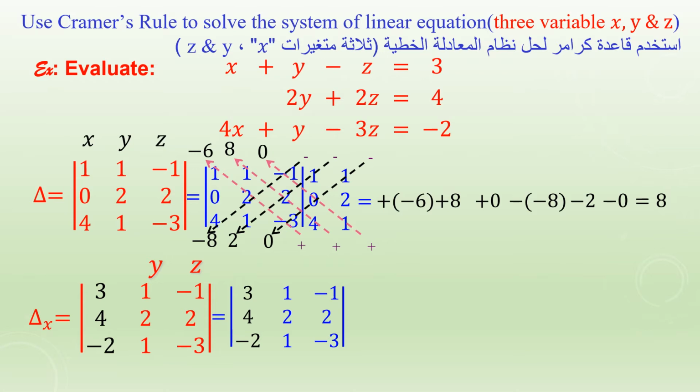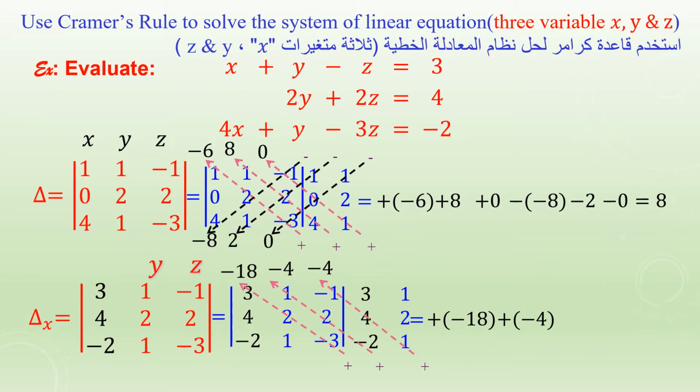I put my determinant and rewrite the first two columns, and multiply negative 3 times 2 times 3, equal negative 18. I put negative 18 because this is left to right. And 1 times 2 times negative 2 equals negative 4. I put plus negative 4. Negative 1 times 4 times 1 equals negative 4. I put positive negative 4.